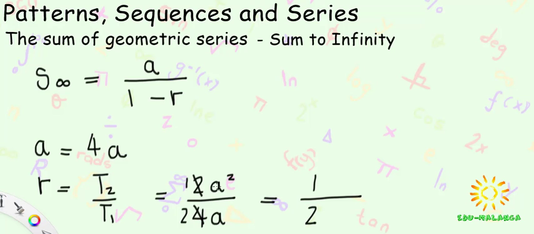And what happens on this side? A squared divided by a. This a will cancel out.